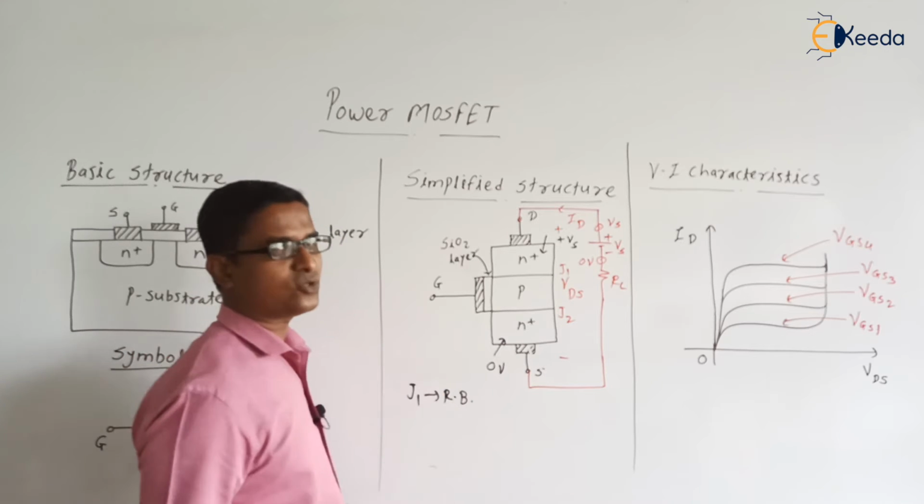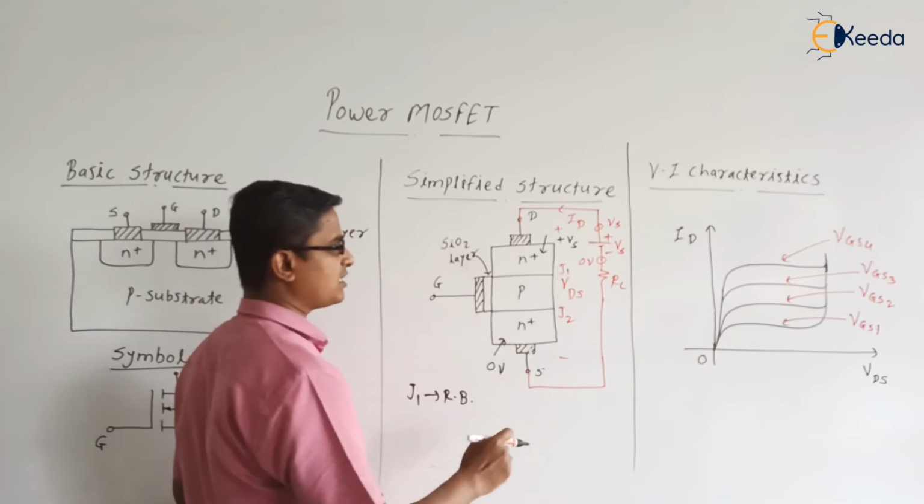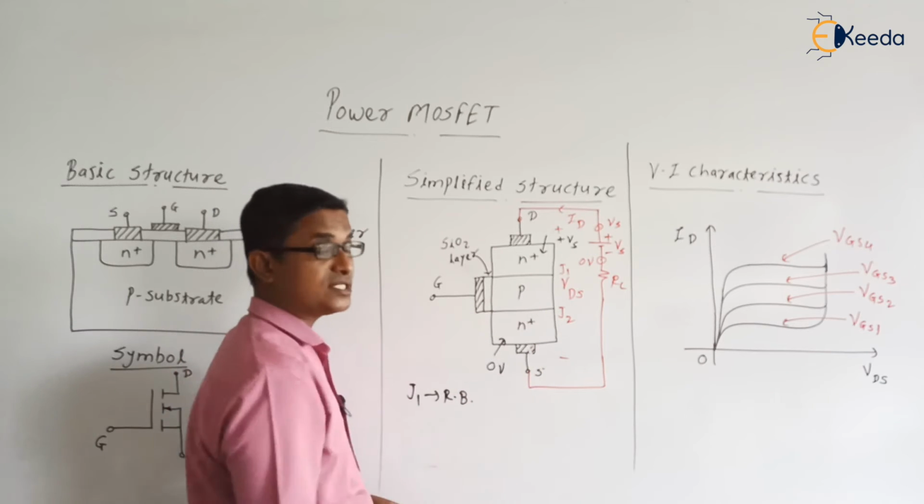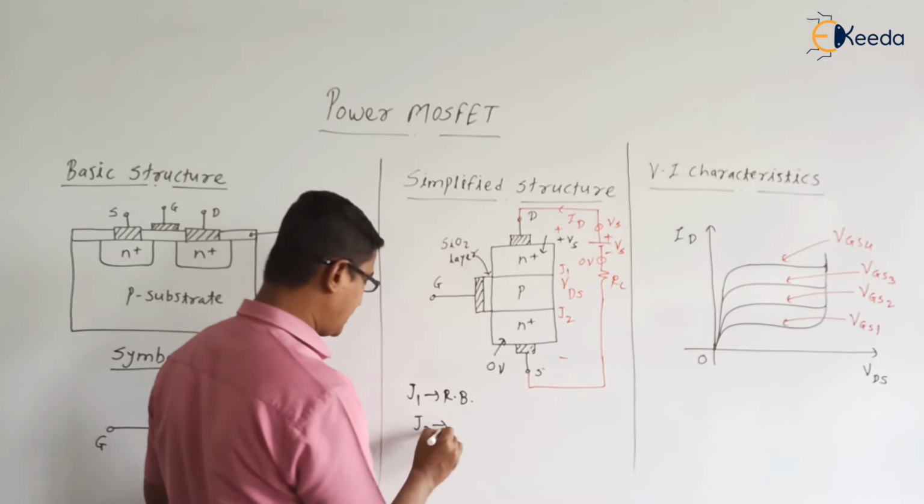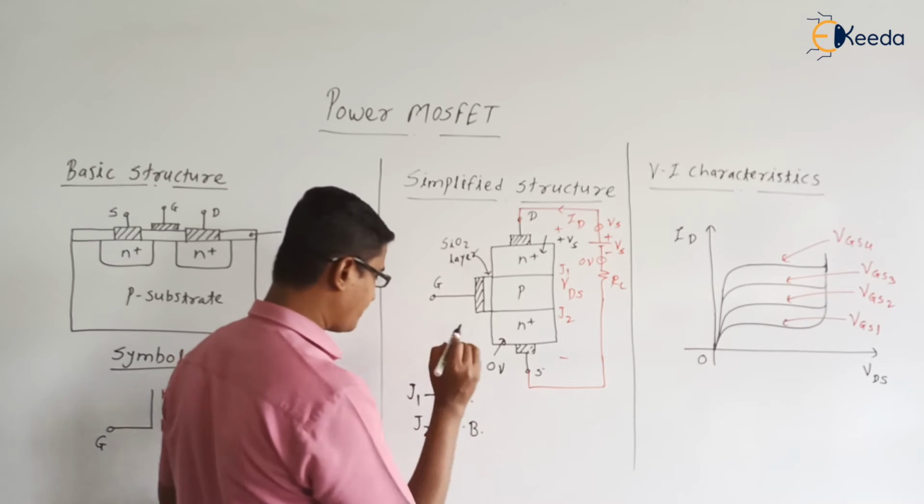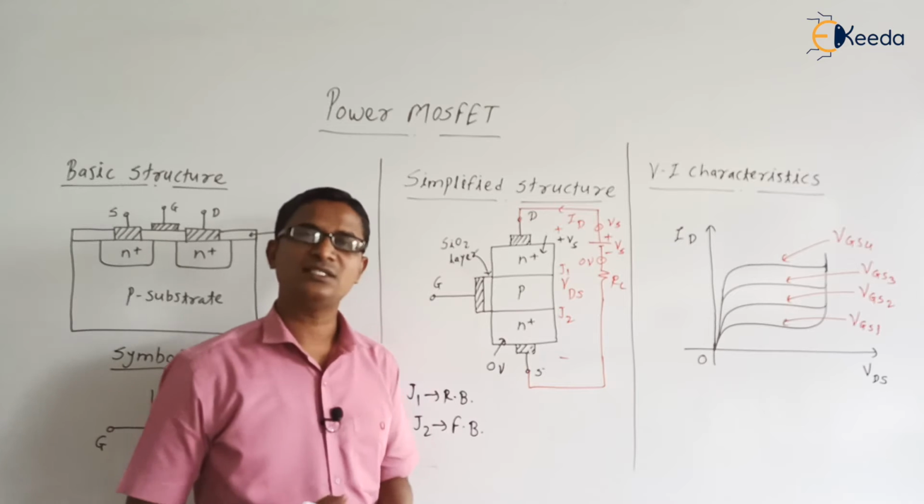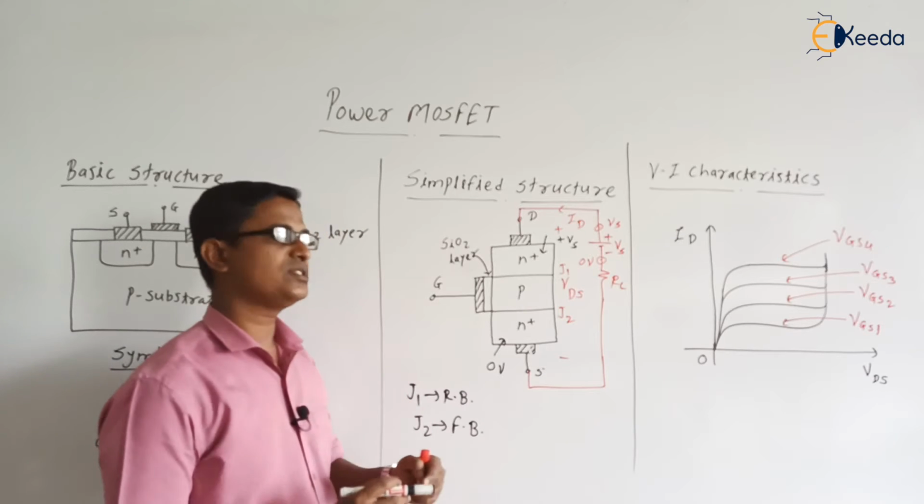What about junction J2? From here to here the potential is decreasing, so definitely the p type is at a higher potential than the n plus. So junction J2 is in forward bias mode. Are you getting the point? Junction J1 is in reverse bias mode, junction J2 is in forward bias mode.